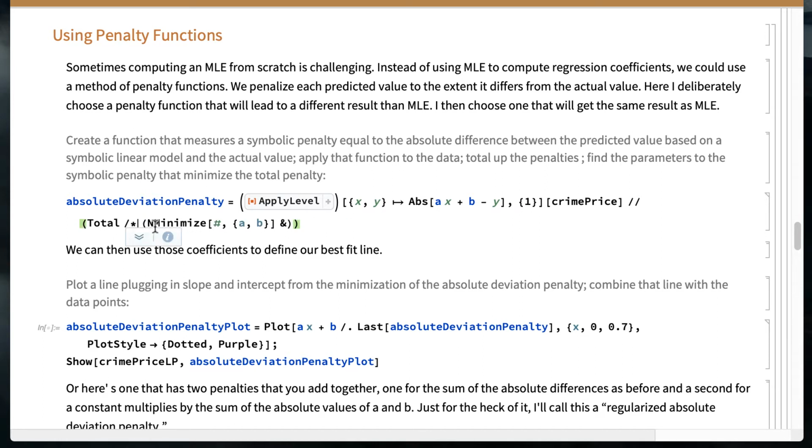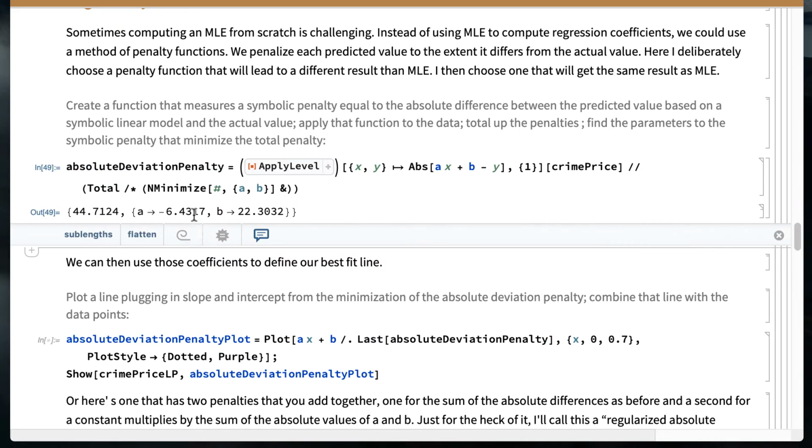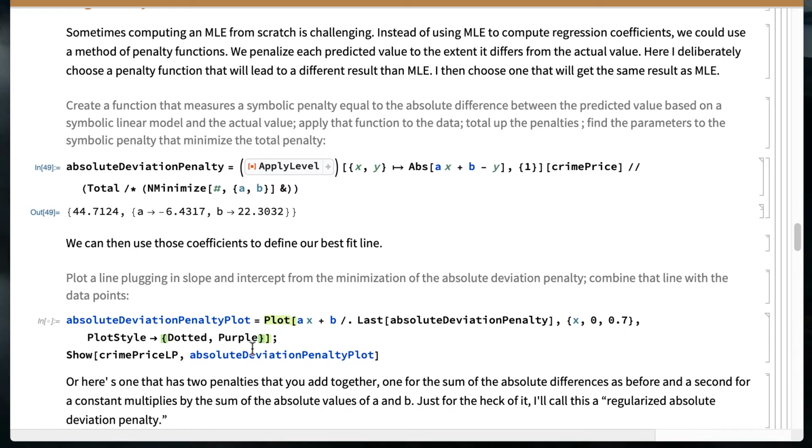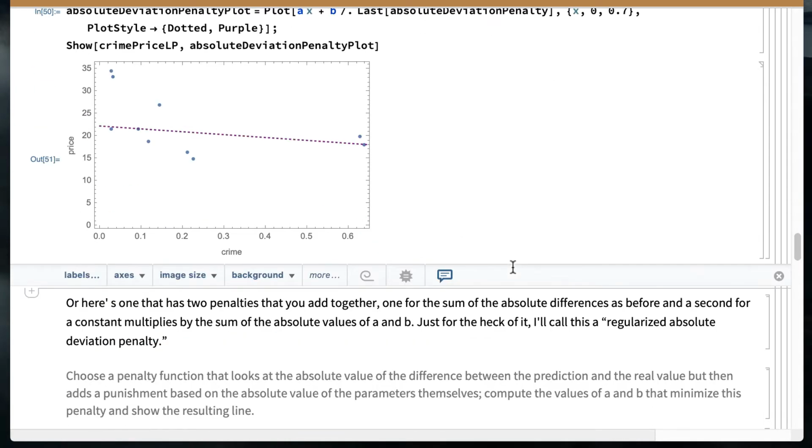And then what we're going to do is we will minimize the sum of the penalties and find the values of a and b that minimize the sum of the penalties. And that'll be our, quote, best fit, close quote. So we can do that. We get this, and we can then use those coefficients, which if you remember is a little different than what we got when we used MLE, and we can plot in a dotted purple line the best fit using this method of absolute deviations. Okay? It's not terrible, but maybe there are some things that are better.